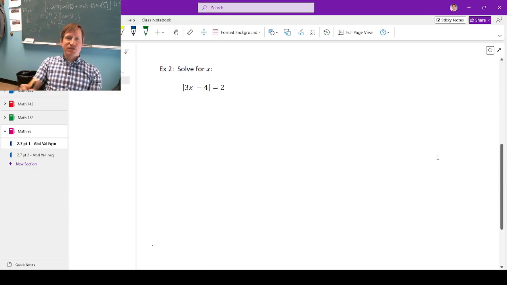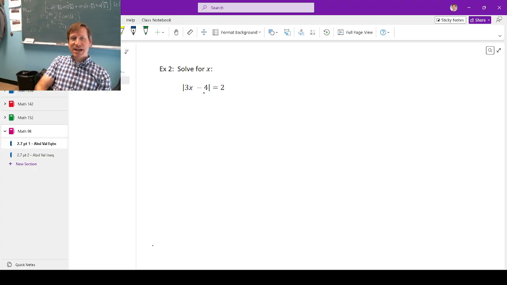Let's solve this equation for x. Absolute value of 3x minus 4 equals 2. The thing to notice about this equation that's new is that there's stuff happening inside of the absolute value instead of outside the absolute value, right? So on our last example, we decided the first thing we should do is solve the equation for the absolute value. And this equation is already solved for the absolute value, right? The absolute value piece is the only piece on the left-hand side.